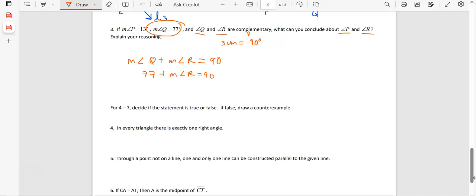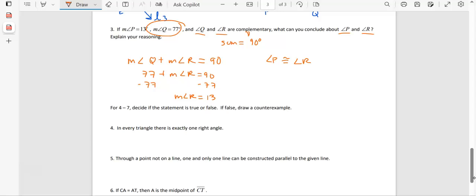And now if I subtract 77 from both sides, notice that the measure of angle R is 13 degrees, which is also the measure of angle P. So what can you conclude about angle P and angle R? Angle P is congruent to angle R.